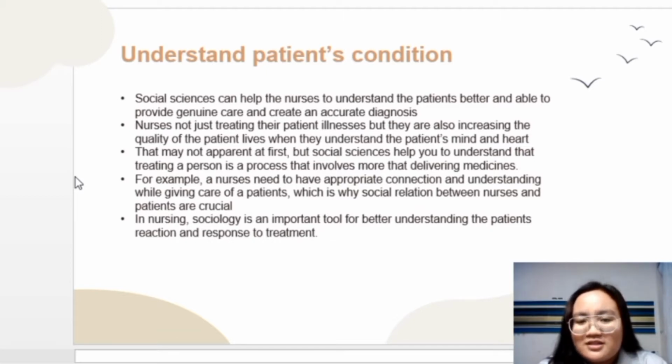Social science helps nurses to understand that treating a person is a process that involves more than delivering medicines. For example, a nurse needs to have appropriate connections and understanding while giving care to a patient, which is why social relations between nurses and patients are crucial.